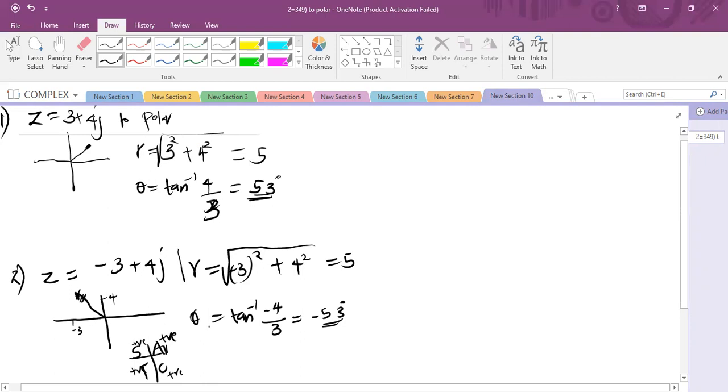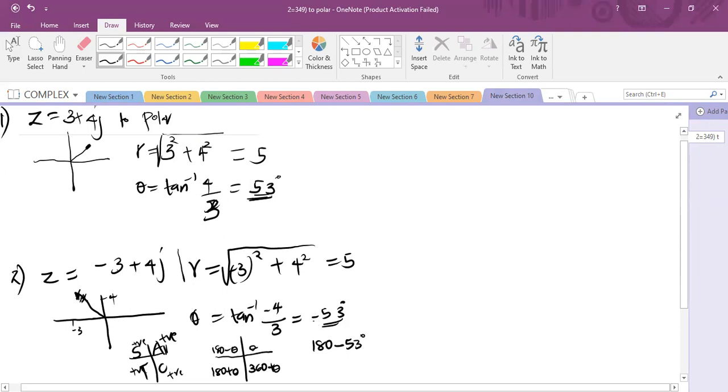Now, since it's in the second quadrant, how do we get the angle in the second quadrant? In the first quadrant, the angle is just theta. The second quadrant is 180 minus theta, where theta is the small acute angle. In the third quadrant, it's 180 plus theta. And in the fourth, 360 minus theta. So what will be our angle here? This will be 180 minus 53 degrees.